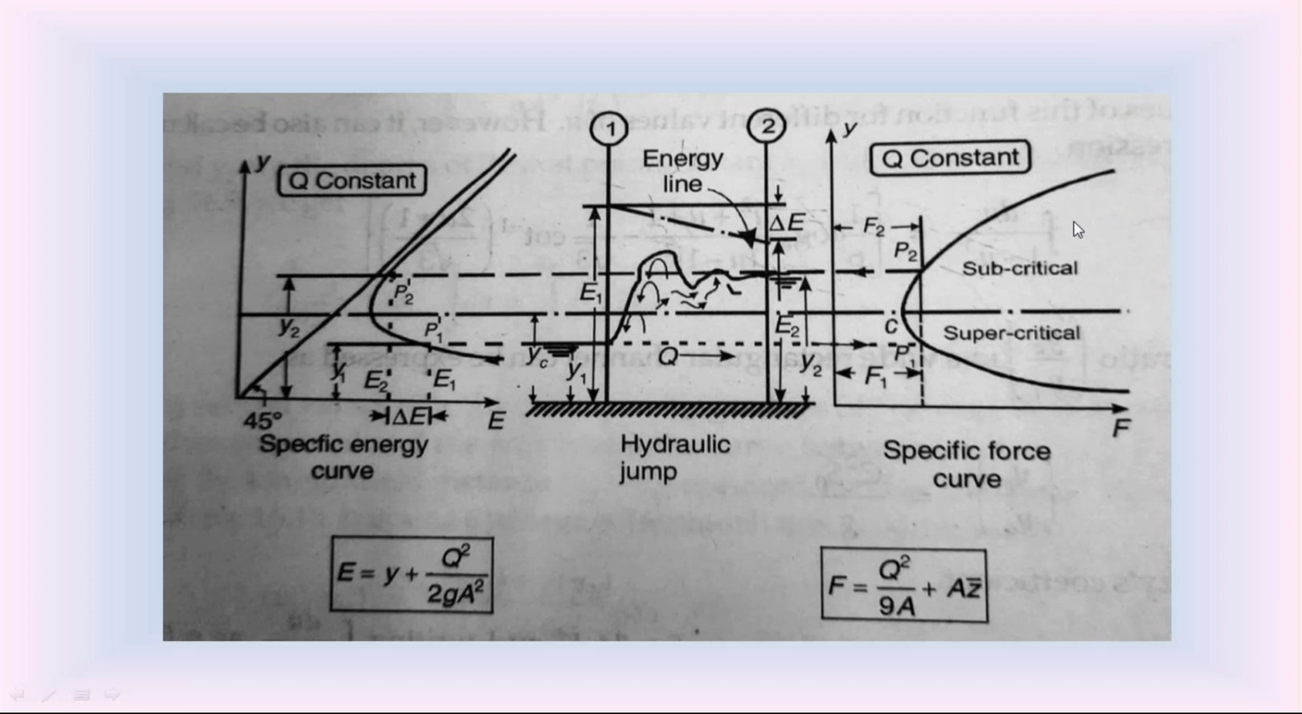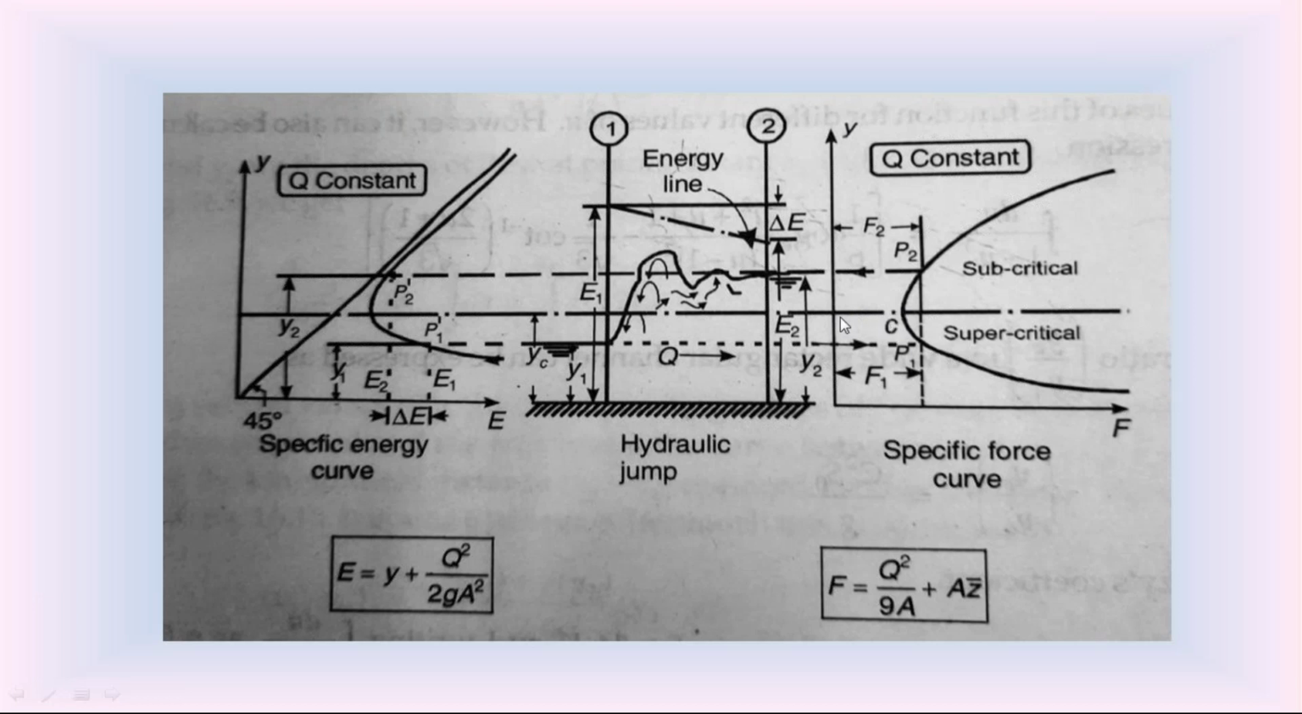It has two limbs, upper limb and lower limb. The lower limb is approaching the x-axis. So this lower limb is asymptotic to the x-axis or the specific force line. And from the specific force curve, we can observe this. When the depth of flow decreases, the specific force also decreases. The specific force becomes minimum at one particular depth. So at this depth, the specific force is minimum.